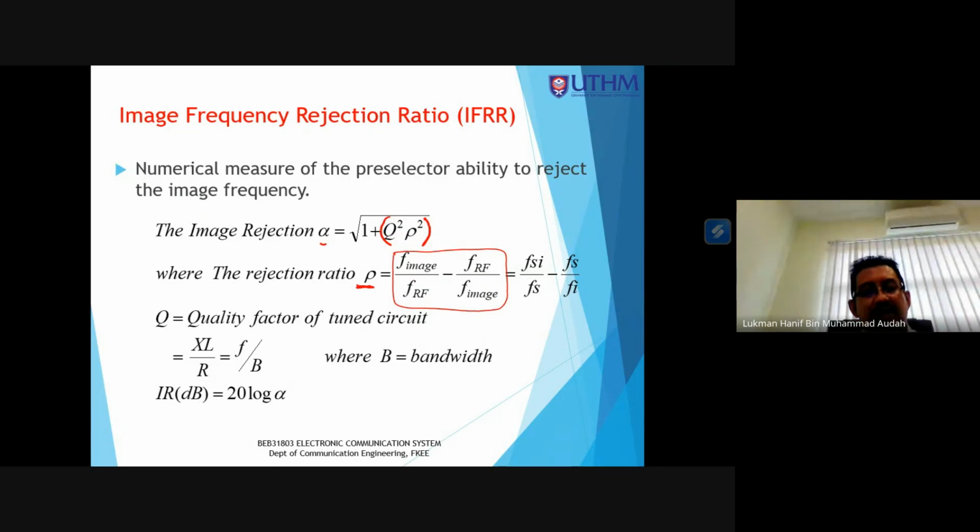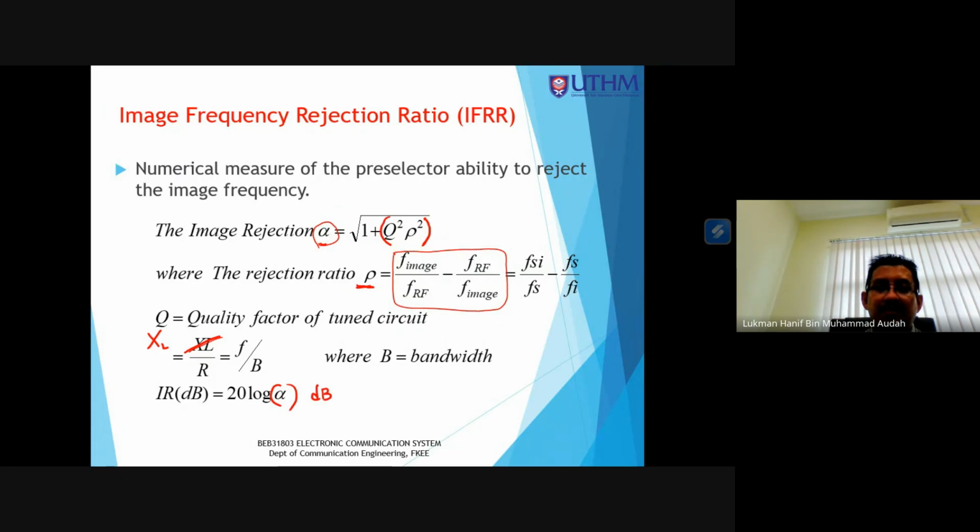Then the quality factor can be calculated using the inductive reactance divided by the resistance. So please correct your notes. This is actually not XL, it is X subscript L, the inductive reactance. Or you can make it as F over B, where B is the bandwidth. When you put all the parameters, then you can get the value of alpha. Once you get the value of alpha, you can find the image rejection ratio in terms of decibels, 20 log alpha. You will get the value in dB.